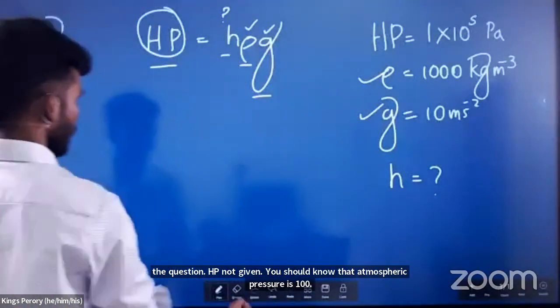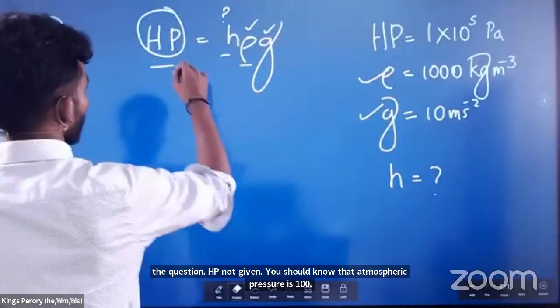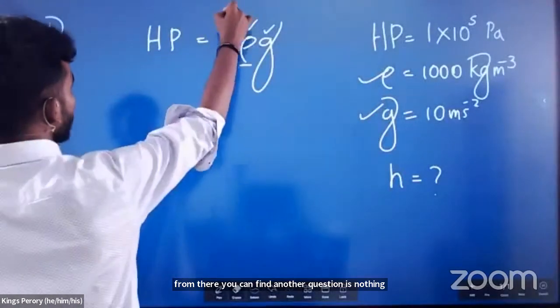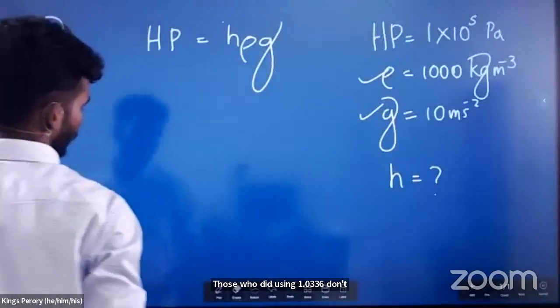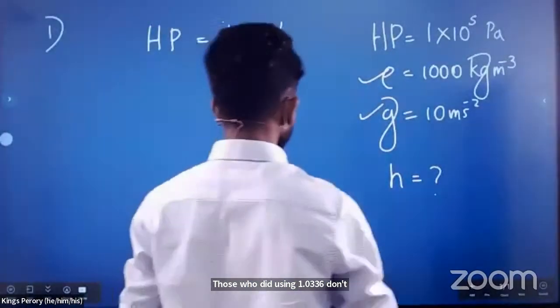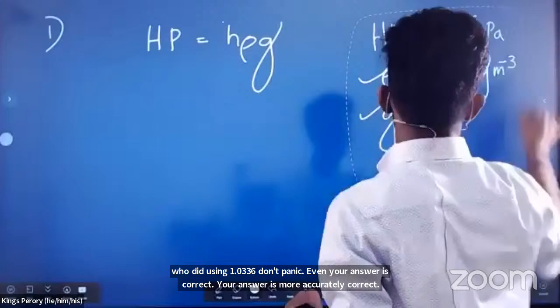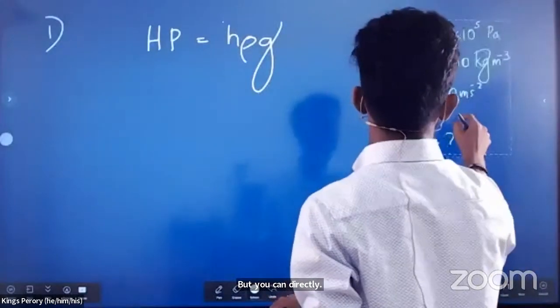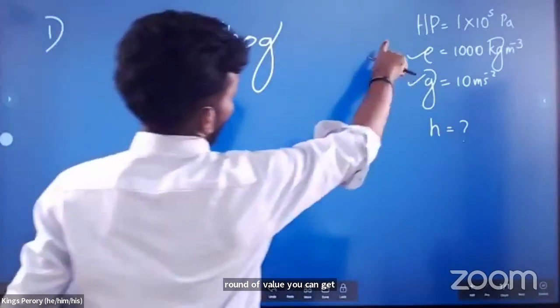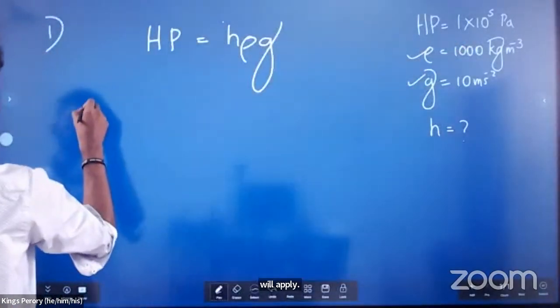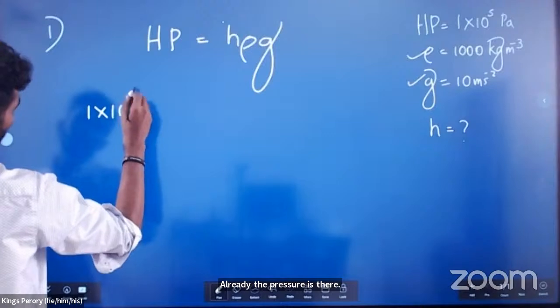Now the question is nothing. Those who did it using 1.0336, don't panic. Even your answer is correct. Your answer is more accurately correct. But you can apply the rounded-off value directly. The pressure is already there, 1 into 10 to the power 5 Pascal.